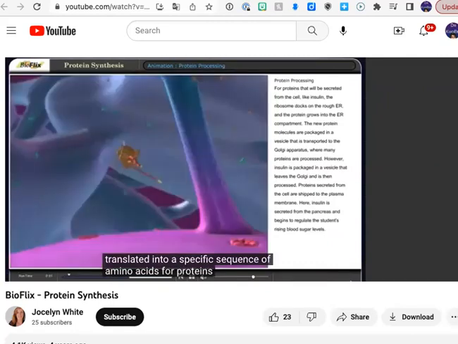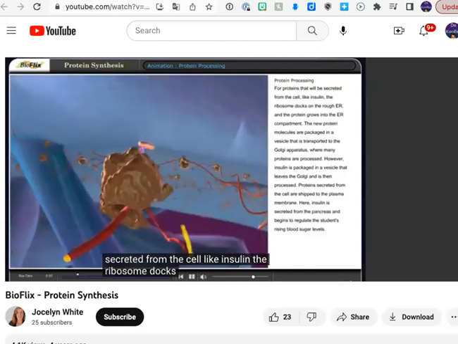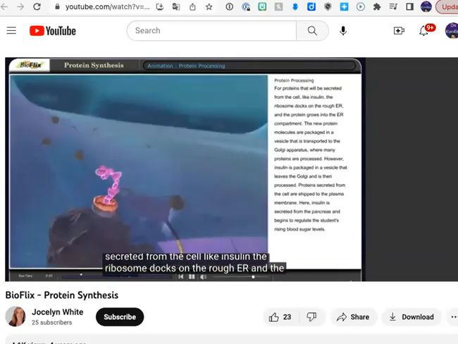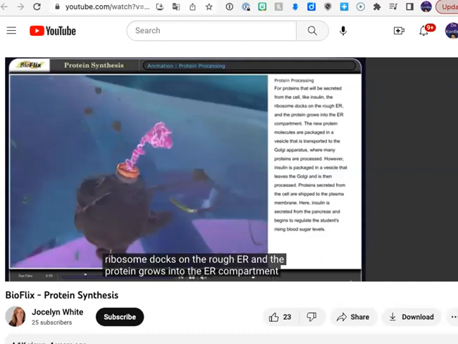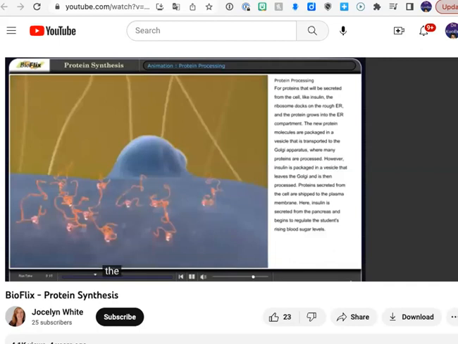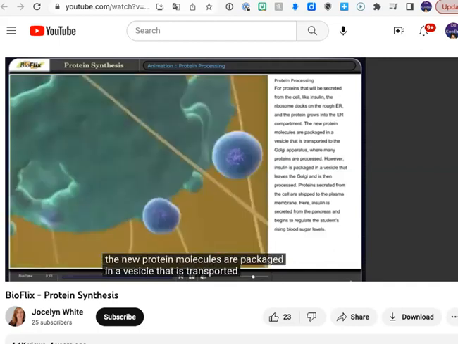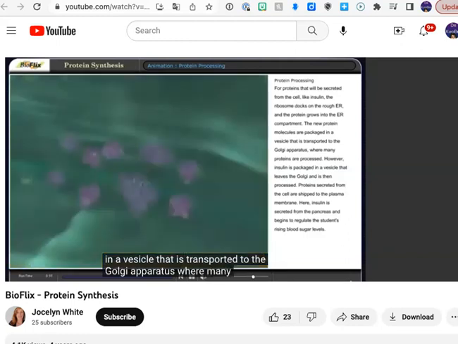For proteins that will be secreted from the cell, like insulin, the ribosome docks on the rough ER, and the protein grows into the ER compartment. The new protein molecules are packaged in a vesicle that is transported to the Golgi apparatus, where many proteins are processed.